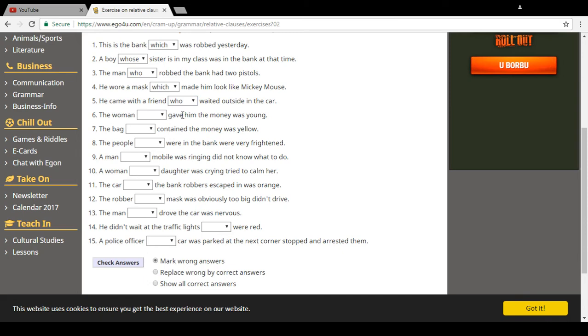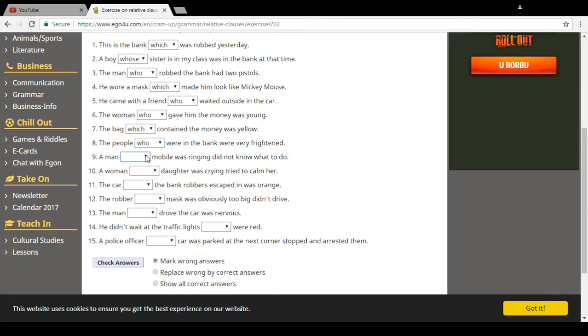The woman who gave him the money was young. Dakle, woman, žena je. Mi smo u ravnopravnom društvu i čovjek i žena će sa who biti identifikovani. The bag which contained the money was yellow. Which se odnosi znači na stvari, na čitav izraz. The people who were in the bank were very frightened. Who were in the bank? Ljudi su, ne može biti očiglednije.